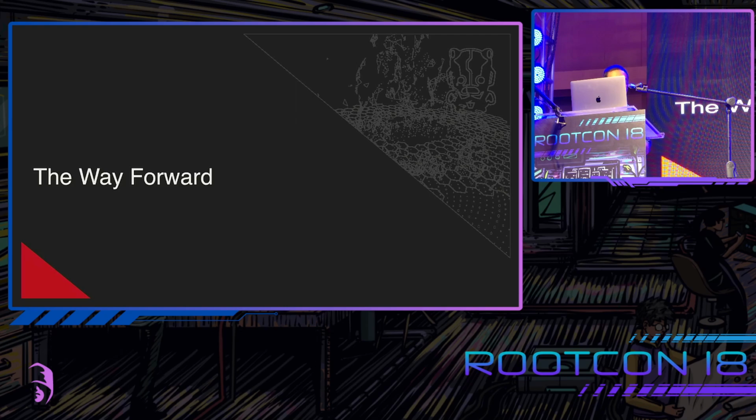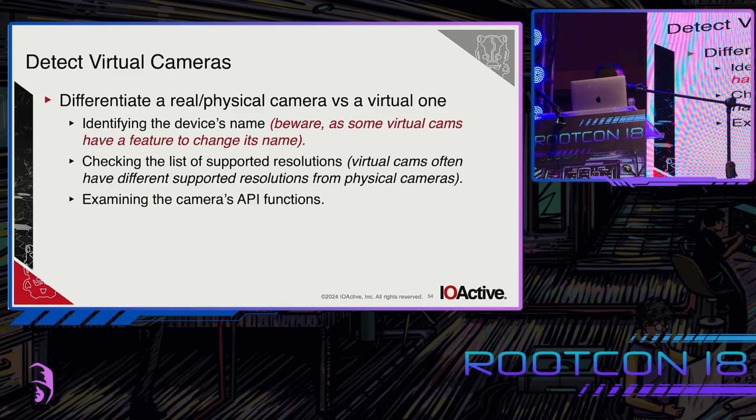So how are we going to deal with this? First, we have to detect the usage of virtual cameras. Virtual cameras have their names, and we can check the API functions used by that virtual camera. Virtual cameras also support different resolutions compared to an actual or physical camera. Those are some of the ways that we can detect virtual cameras. Although we have to beware, since some virtual cameras allow you to change their camera name, for example into a Logitech, which is an actual physical camera.